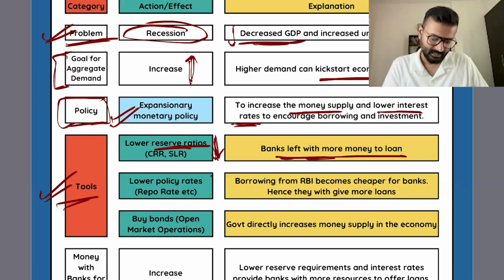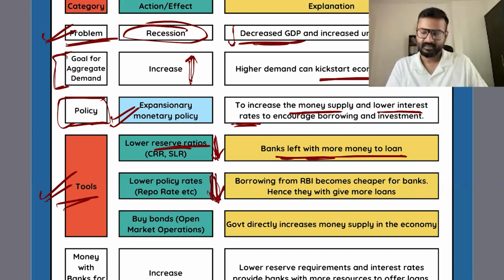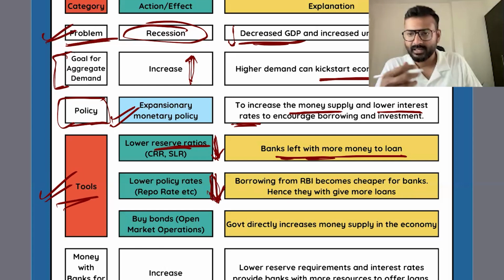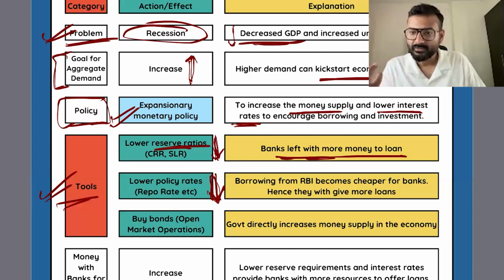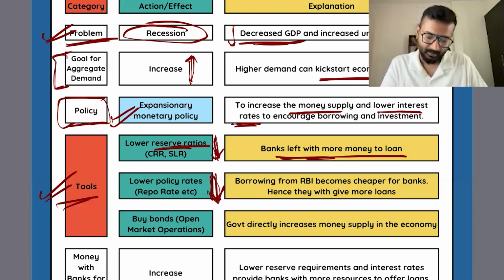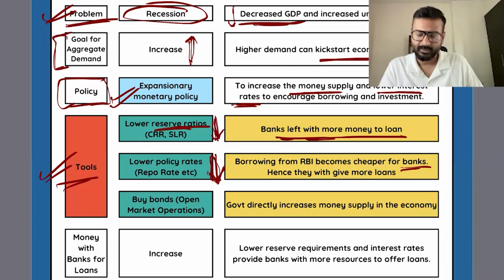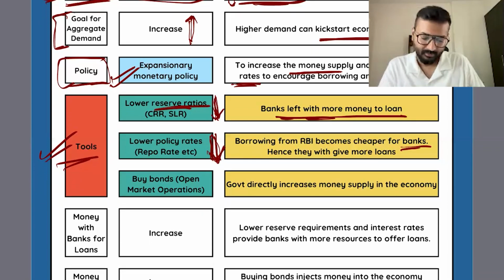Second is policy rates. Policy rates भी RBI कम करेगी. So policy rates like repo rate, reverse repo rate, MSF, SDF, वो सारा कम करना पड़ेगा so that it becomes cheaper for banks to borrow from RBI. अगर बैंक को कम दाम में पैसा मिलेगा RBI से, then further they'll also give more loans at cheaper rates.